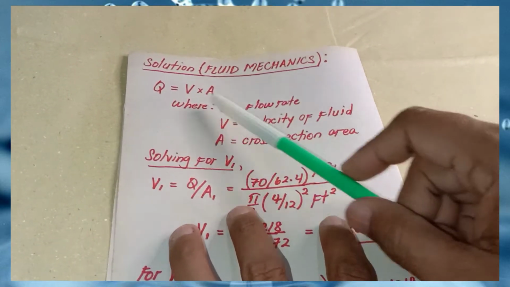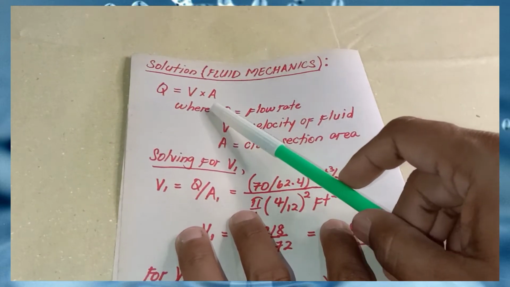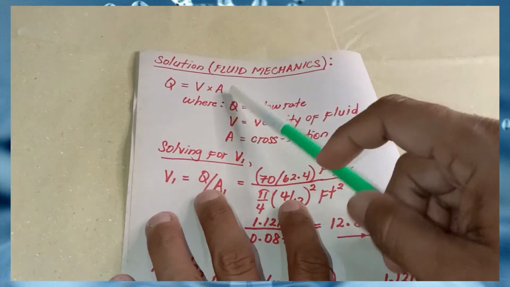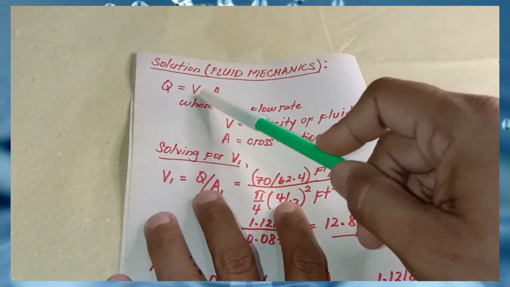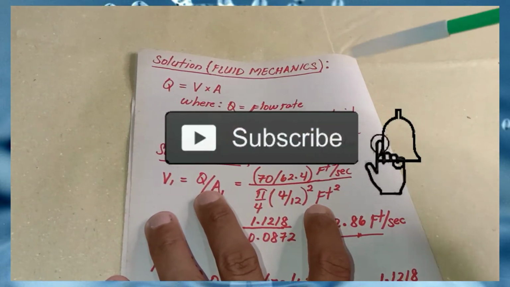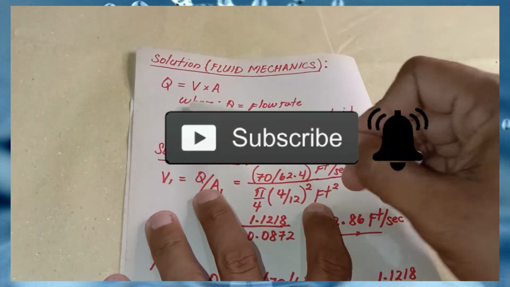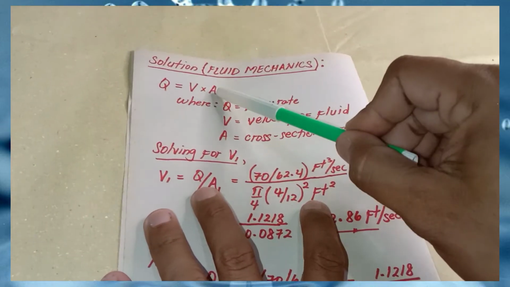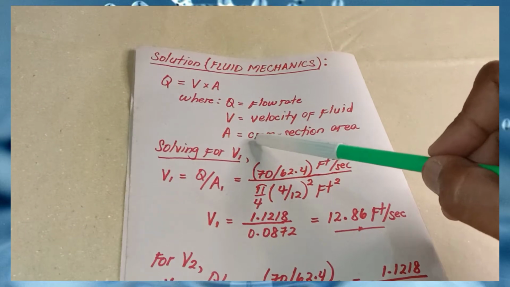Okay, so we have here, regarding fluid mechanics, Q equals V times A, the volume flow rate equation. As we go back in fluid mechanics, this is the general equation for the volume flow rate. Q means the flow rate in gallons per second or gallons per minute, V is the velocity of the fluid or liquid, and A is the cross-section area of the pipe or the Venturi.